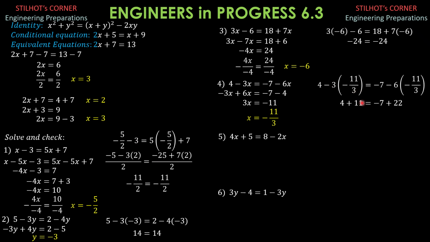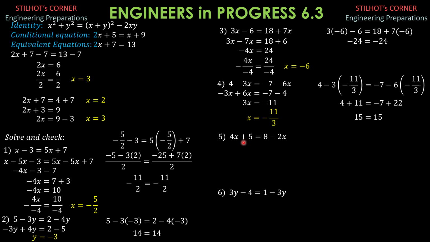4 plus 11 on the left side. Then on the right side, negative 7 minus 6 times negative 11 over 3 is positive 2 times 11, 22. So negative 7 plus 22. 4 plus 11 is 15. Negative 7 plus 22 is also 15. So 15 equals 15, and that checks our solution.